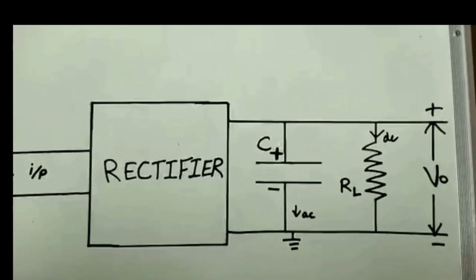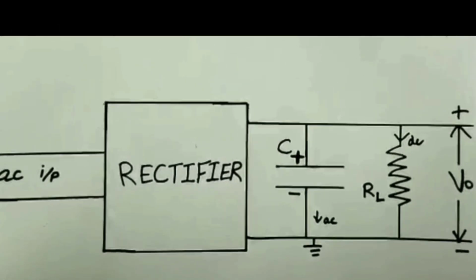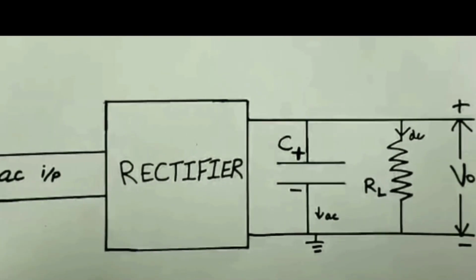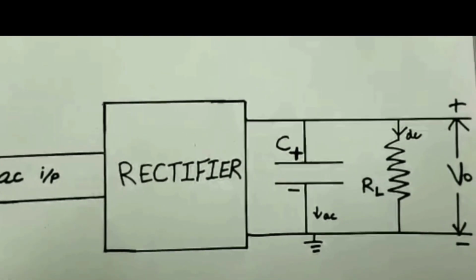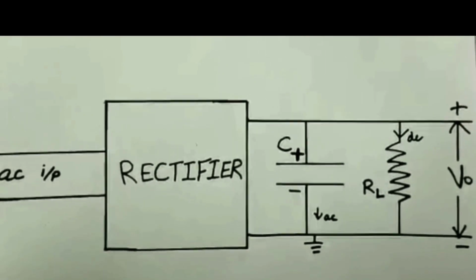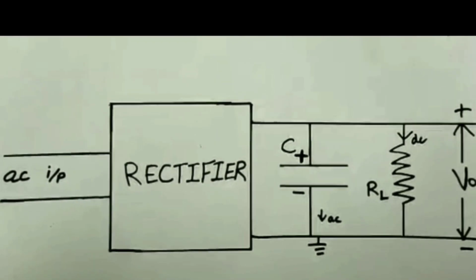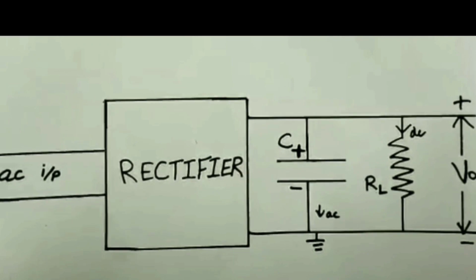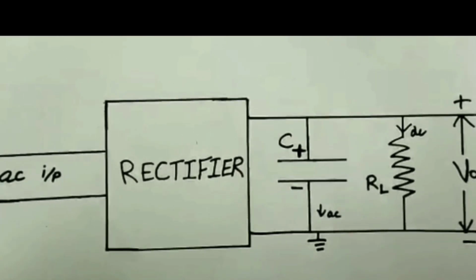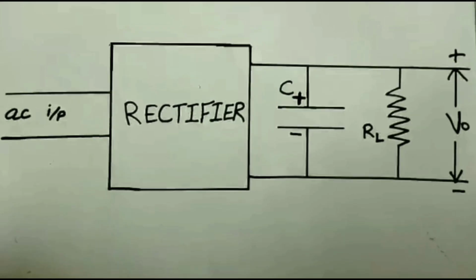The capacitor charges up to the peak value of the input voltage and discharges through RL when the input voltage decreases below peak value, until the input voltage increases to a value greater than the capacitor voltage. Then the capacitor recharges. The ripple can be decreased by increasing the value of the capacitor or the load resistor RL or both.